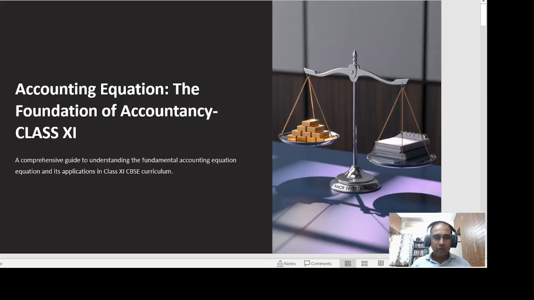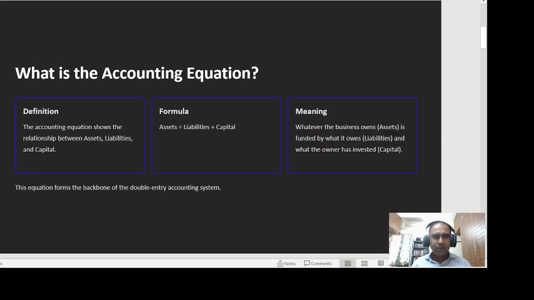So today we are going to discuss the accounting equation. Let us understand what an accounting equation is. The accounting equation shows the relationship between assets, liabilities, and capital. And the formula for the accounting equation will be: assets equal to what? Liabilities plus capital. Assets equal to liabilities plus capital.